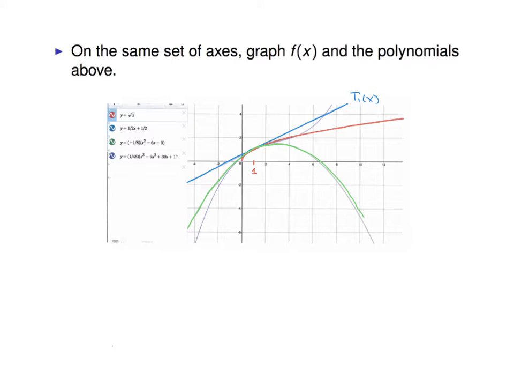And the last one, the cubic, it's not completely obvious, but generally speaking, it does even better. No, that's a really wide interval of accuracy. It's a reasonably wide interval of accuracy, yes.